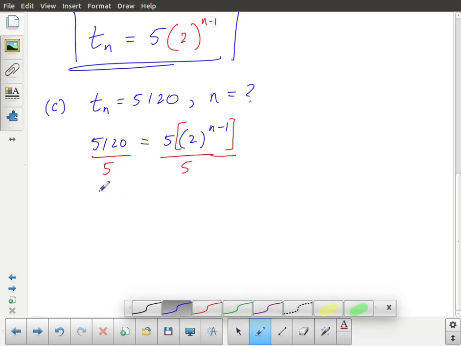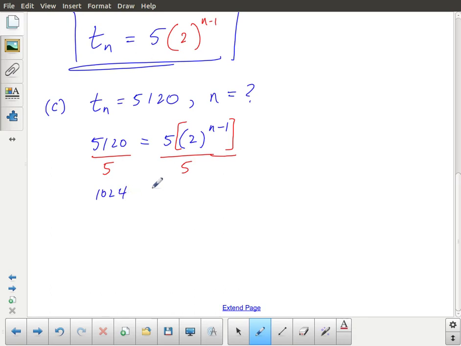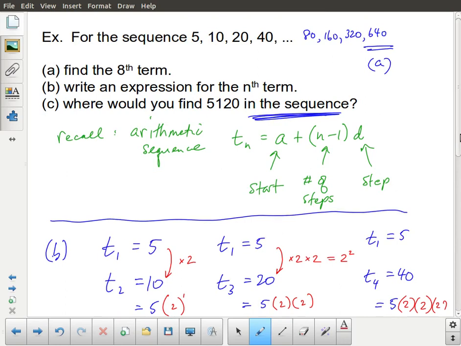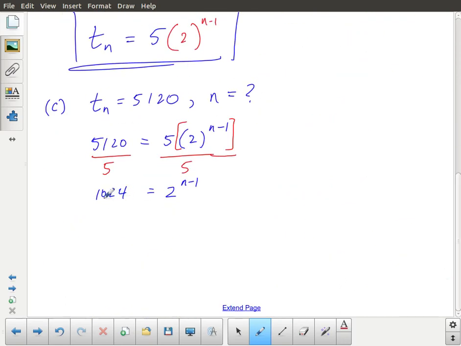5120 divided by 5 is 1024, equals 2 to the n minus 1. Now, if you've done your unit on exponential functions, then hopefully you have an idea of what you're supposed to do here. You're supposed to come up with a common base. So how can I write 1024 as 2 to the power of something? That may be as much work as just writing out this entire sequence, but powers of 2 are pretty common.